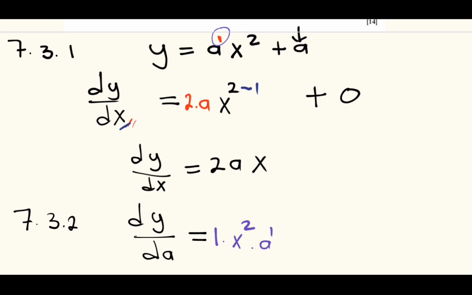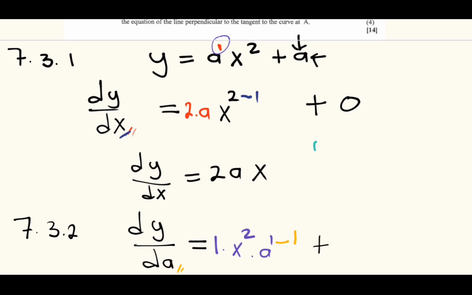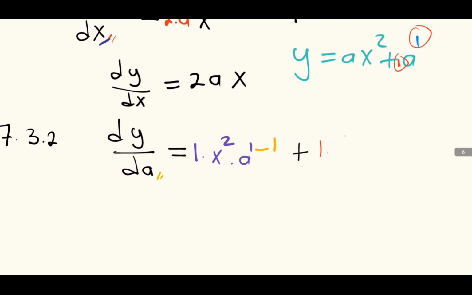And since we are differentiating with respect to a, we are going to minus 1 from the exponent of a. This is plus, so let me rewrite our function. y is equal to ax squared plus a. So the exponent of a is equal to 1. So we take that 1, we multiply it with the coefficient of a, which is 1. So 1 multiplied by 1 will be equal to 1. a to the power 1. Since we are differentiating with respect to a, we are going to minus 1 from the exponent of a.